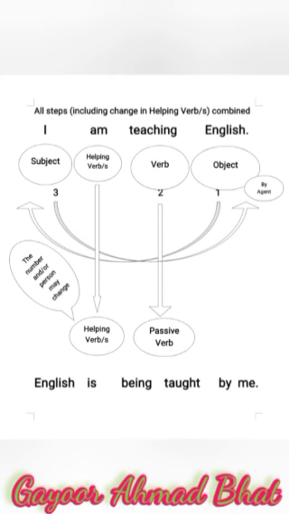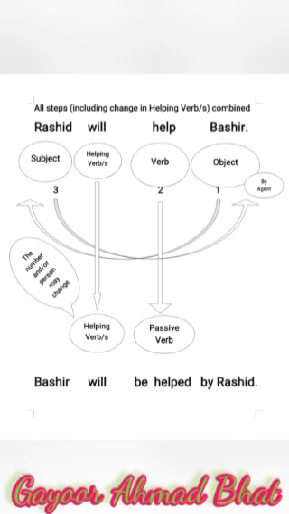One more example, active sentence, Rashid will help Bashir. Rashid is the subject, will is the helping verb, help is the main verb, Bashir is the object. When changing to passive, Bashir will become subject, will moves into the passive as will because it does not have any number or person distinction. Help is the infinitive form and the corresponding form of be is be itself. Bashir will be, then the third form of this main verb help is helped. Bashir will be helped, Rashid will become object by agent, Bashir will be helped by Rashid.